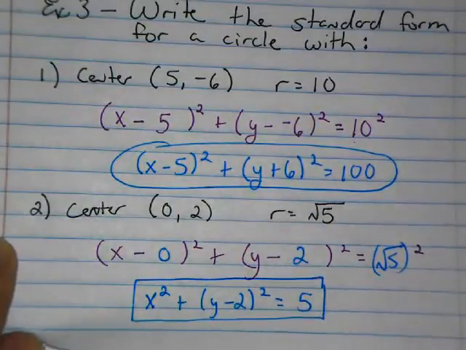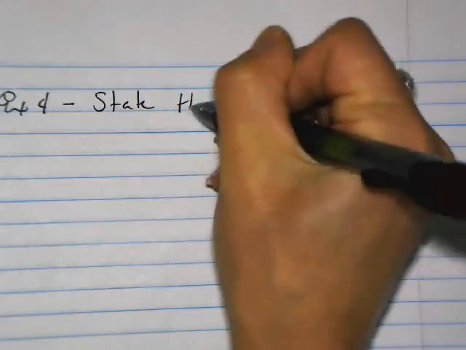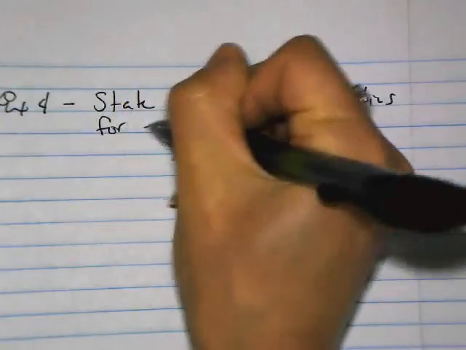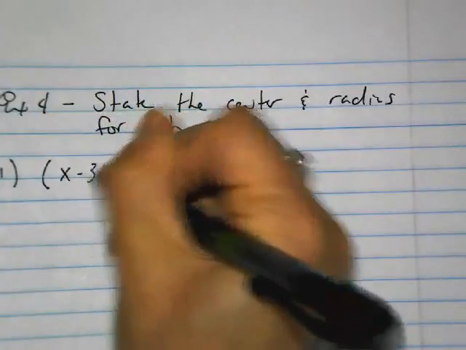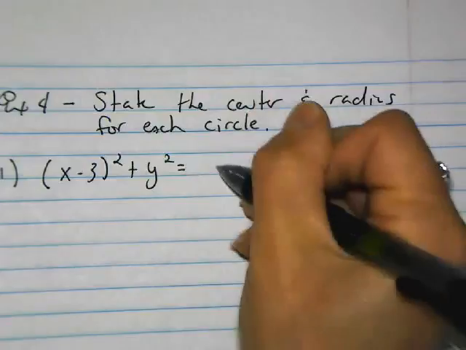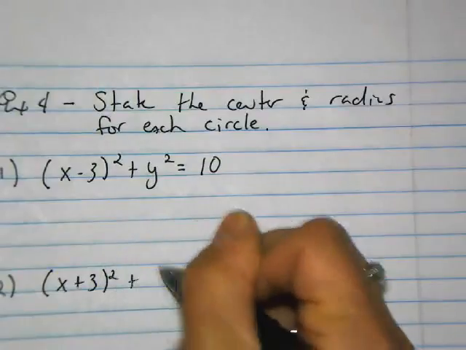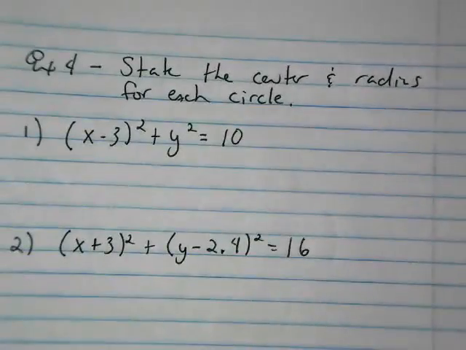Alright, last example of the day. Example 4. I'm going to give you the standard form. I want you to give me the center and the radius. Okay? Alright, here we go. Wrapping it up. Example 4. State the center and radius for each circle. Okay, I need a center and a radius.